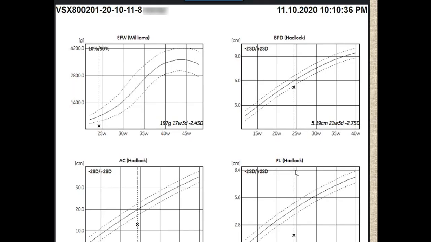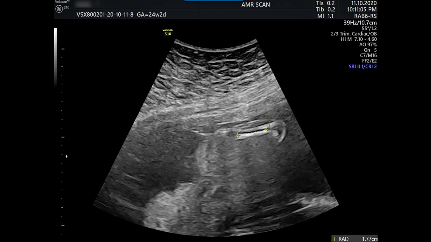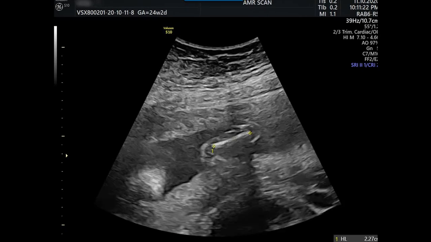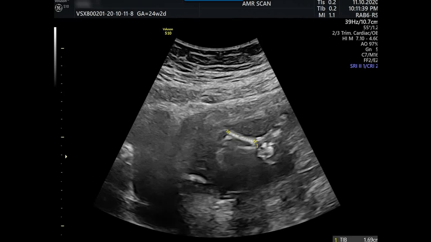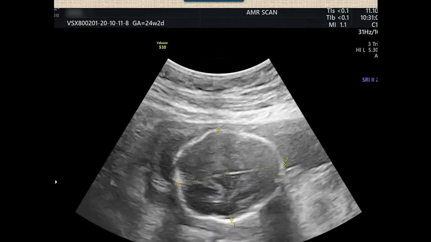You will notice here that the femur length is markedly lagging beyond the 5th percentile, and is about -9 standard deviation. The radius also is short, 15 weeks plus 6 days. The humerus length is also short, 17 weeks, while the tibia is 15 weeks plus 6 days.